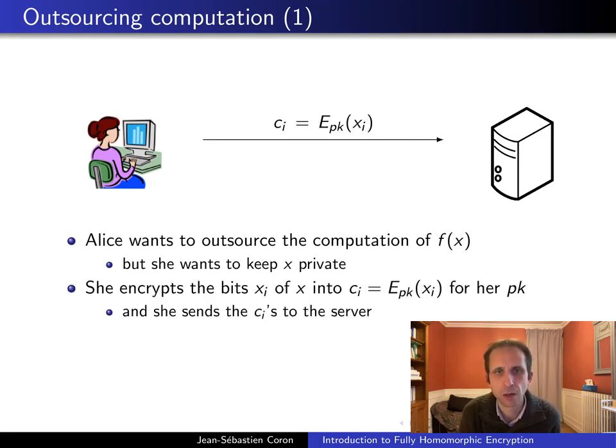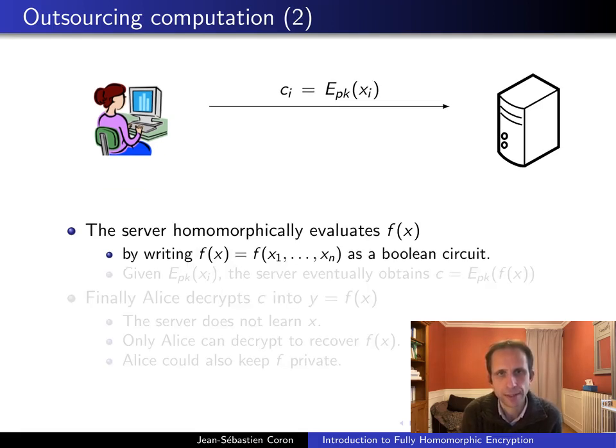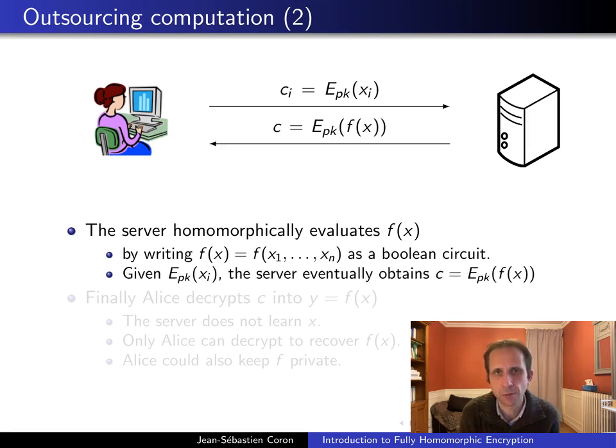She can encrypt all the bits x_i of x into ciphertexts. So every c_i is an encryption of each bit x_i of x, using her public key, and she sends these c_i to the server. The server is going to evaluate f of x, but on the ciphertexts, homomorphically. It writes the function f as a Boolean circuit, and then given the encryptions of these input bits, it can, as previously, obtain an encryption of f of x. It sends this encryption of f of x back to Alice.